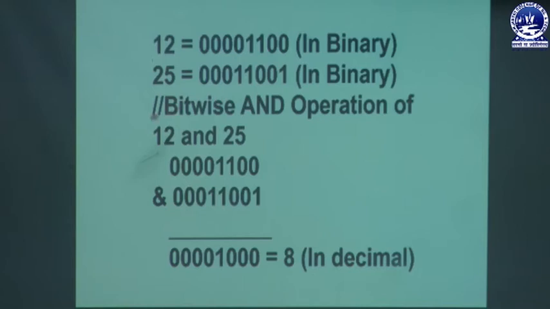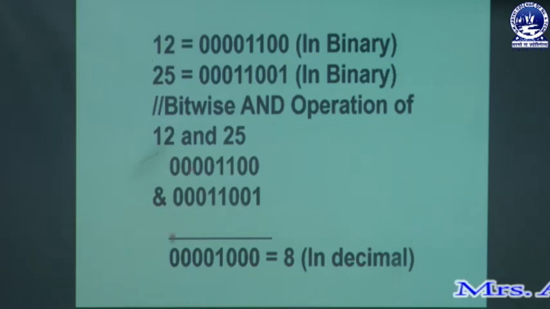In case of bitwise operator, what happens? Each bit is interacted with, each bit is manipulated individually. How? Now, this is 0 0 0 0 1 1 0 0, it represents 12. This is 0 0 0 1 1 0 0 1, it represents 25. Okay. Now, we will calculate.